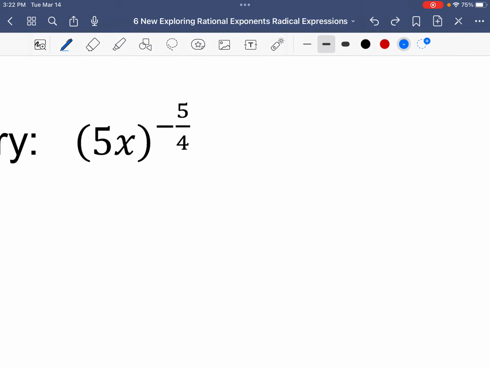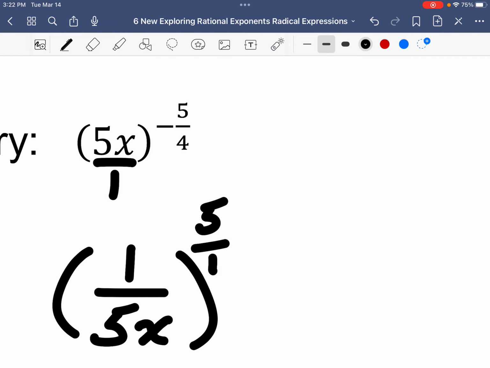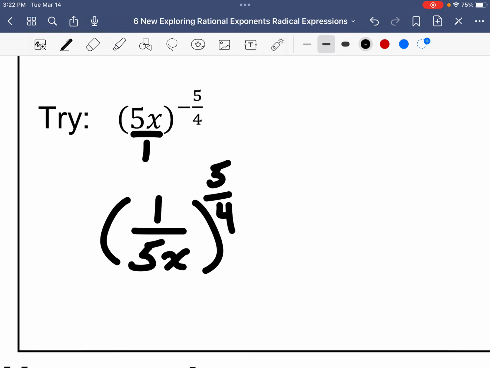See if you can write this in radical form. I know, I gave you a negative exponent. Just think of this as 5x over 1, because you want to flip and make it 1 over 5x. Can you keep going? Can you write this in radical form?